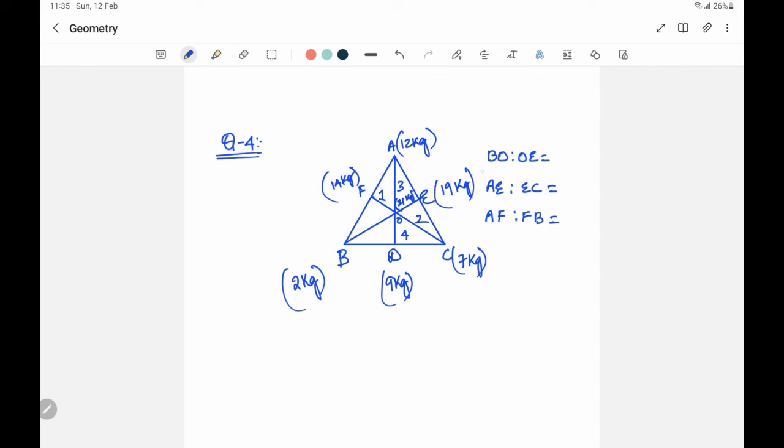Now we can get the ratios that we need. BO is to OE, BO is to OE. So this is 19 is to 2, and AE is to EC, AE is to EC. So this would be 7 is to 12, and AF is to FB, AF is to FB. This is 2 is to 12. So this can be simplified further. This is 1 is to 6. So these are the ratios.